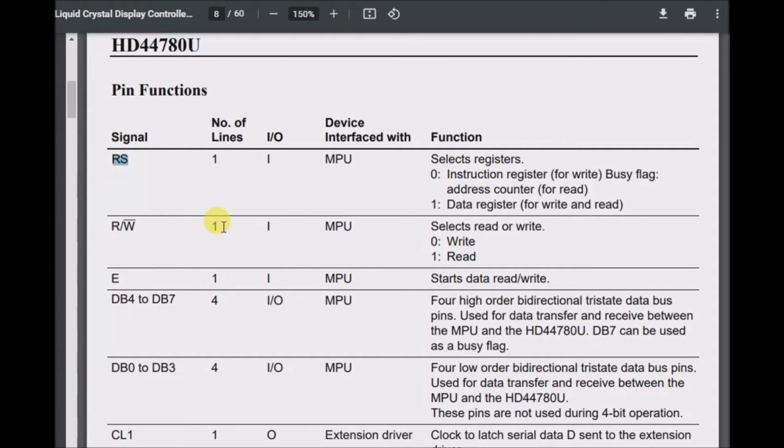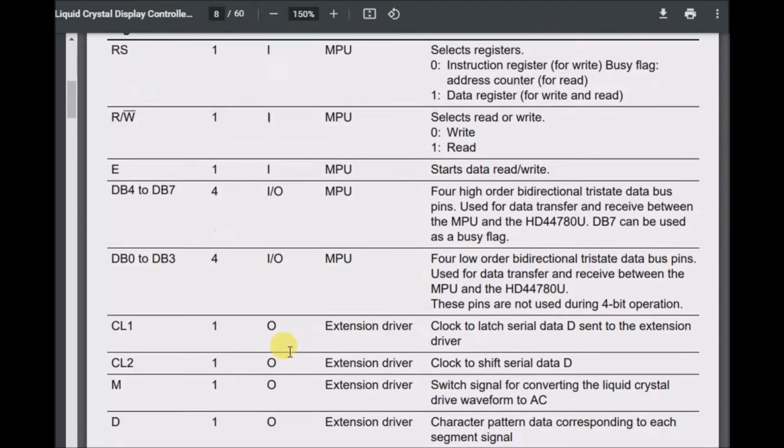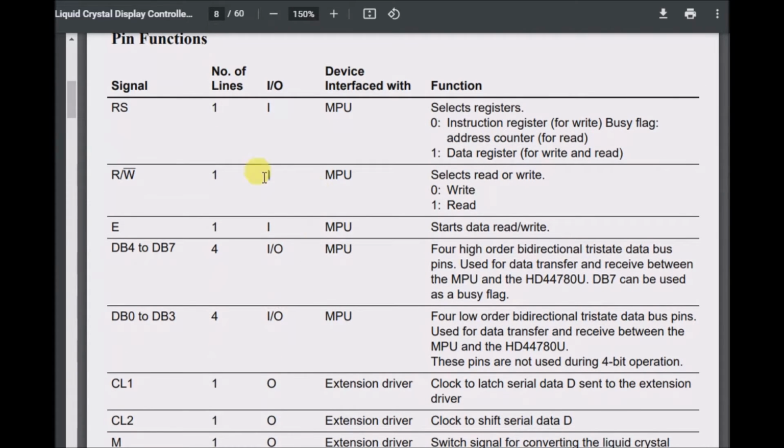Read-write, number of lines 1, I/O. I guess that because it's like input-output and it's an input. Is that what that means? And these are both input-output and this is just output? Not sure. RW selects read or write. 0 is write, 1 is read.